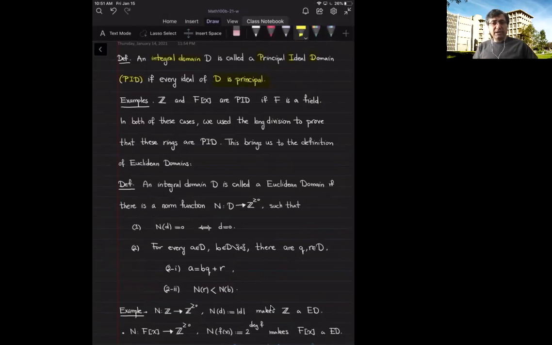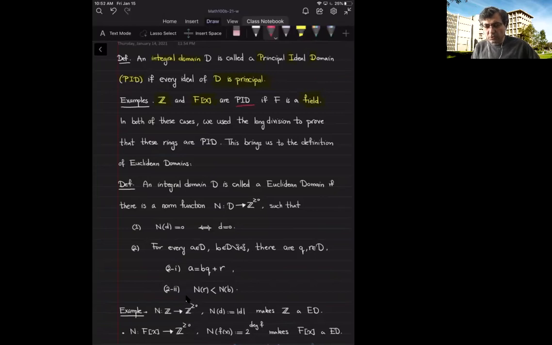A principal ideal ring is an arbitrary ring with this property that every ideal is principal. But in this course we focus on PIDs much more than PIRs. So an integral domain D is called a principal ideal domain if every ideal is principal. And what we showed so far is that the ring of integers and the ring of polynomials with coefficients inside a field, both of them are PIDs. So Z and F[x], both of them are PIDs.